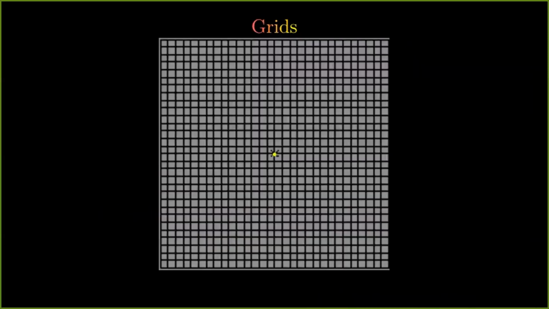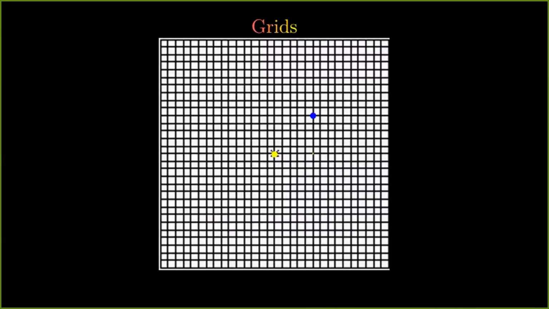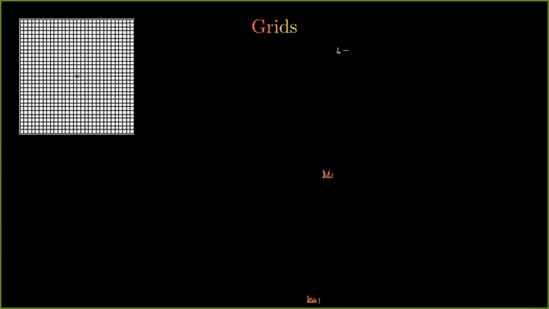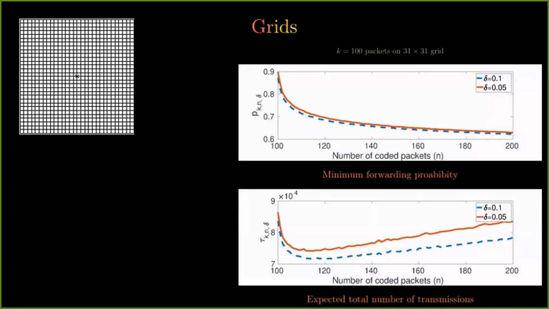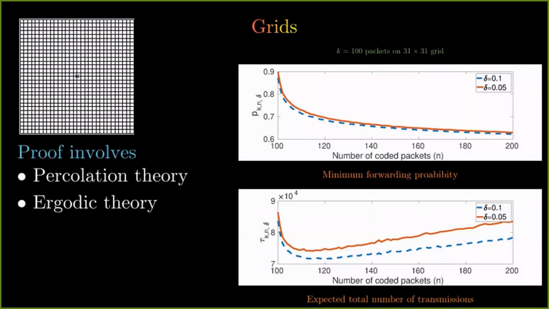Whereas in the case of a grid, for a packet to be received by any node, there are multiple paths, and hence one can afford to transmit at a much lower probability while still ensuring that the node receives the packet. This is why we see there is a decrease. The probability values involved in the grid are much lower. This offsets the additional number of packets that are being added. However, a formal proof of this fact involves the theory of percolation and ergodic theory.